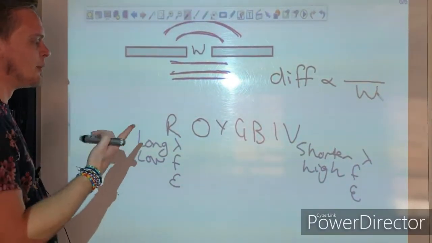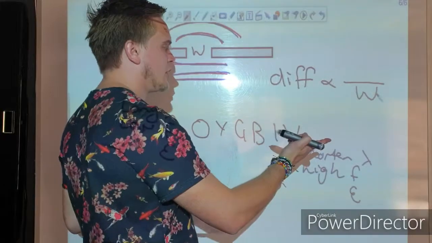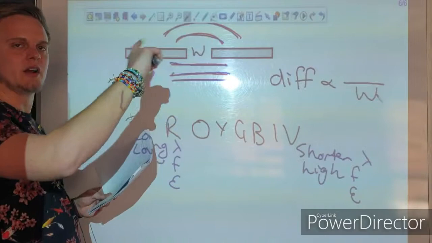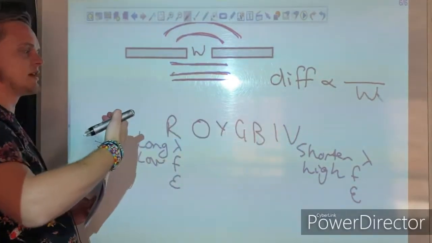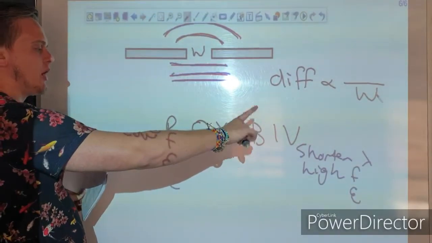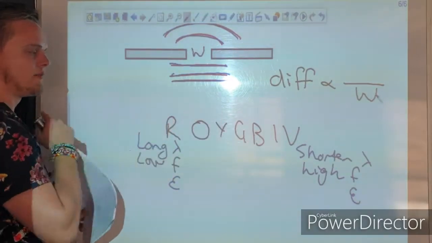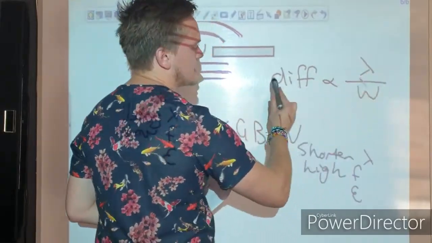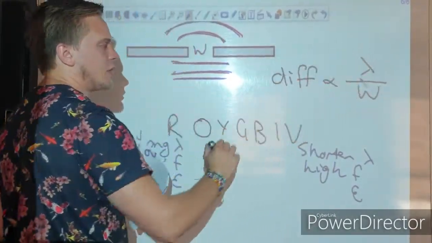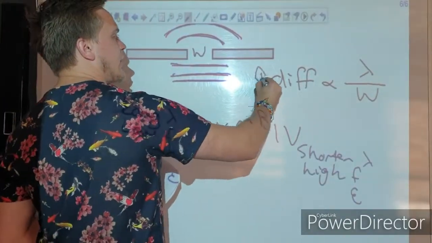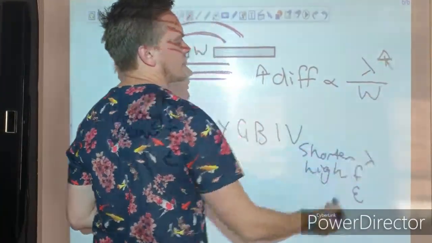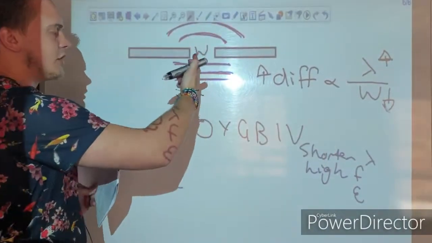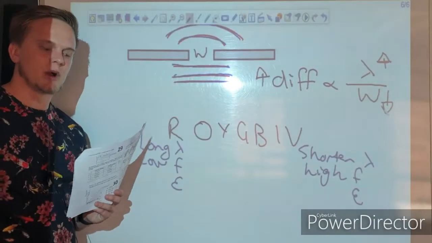But if we decrease the wavelength, we will see the opposite. So how will we increase diffraction? By increasing our wavelength. From blue light all the way to a longer wavelength red light, we will get more diffraction. So we can see that diffraction is directly proportional to the wavelength. If we increase the wavelength, we increase diffraction, and if we decrease the width of this slit, we will increase diffraction as well.